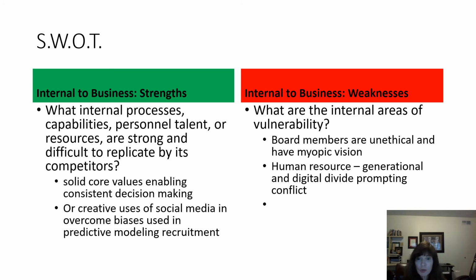And then we have internal business weaknesses. So there are internal areas of vulnerability. We talked about the board. Maybe the board's unethical. Everything starts from the top. And maybe within human resources, we don't have really good policies, and we have a generational and digital divide, and it propels conflict.